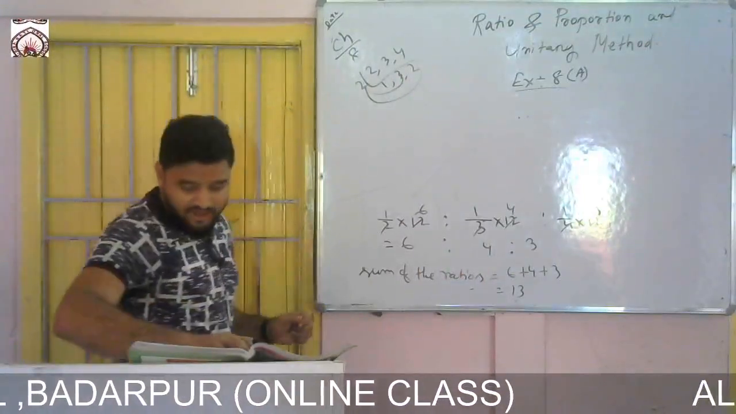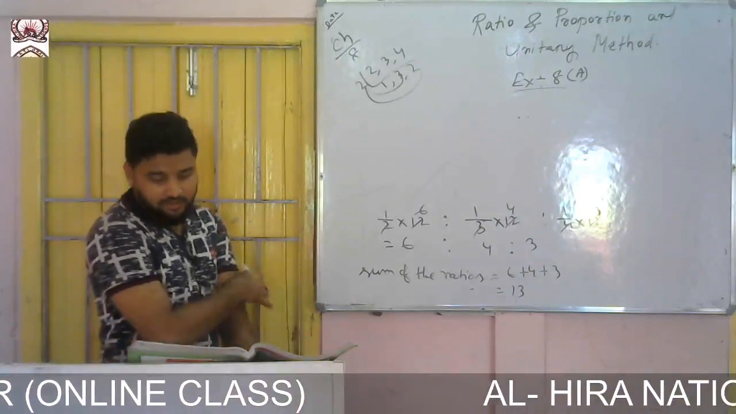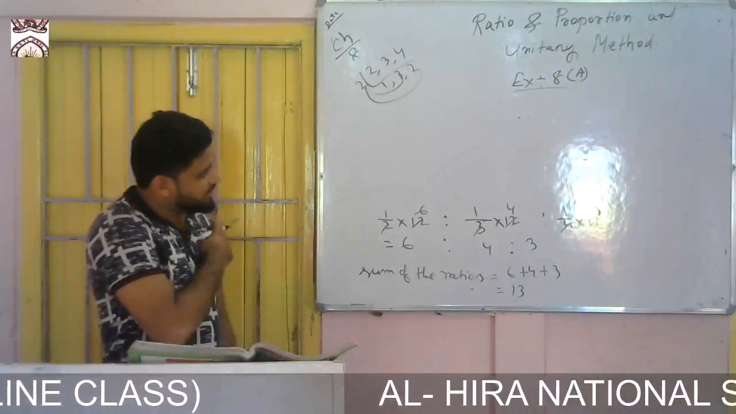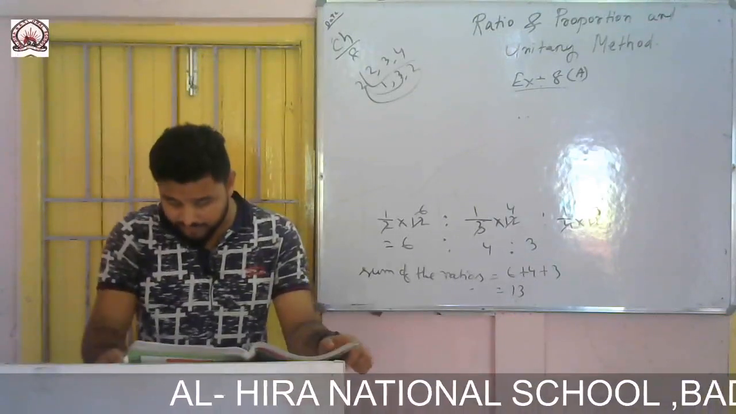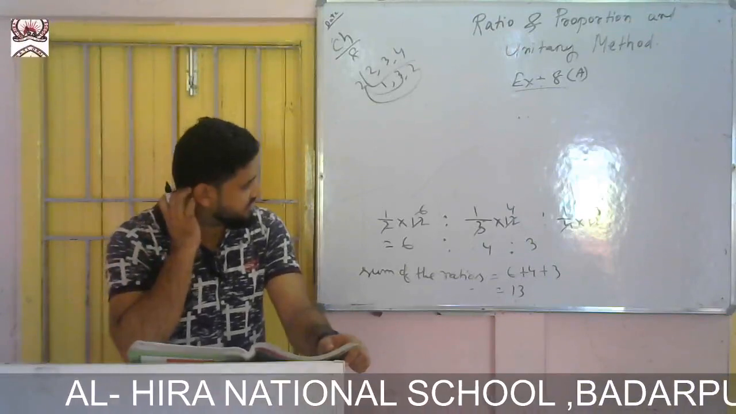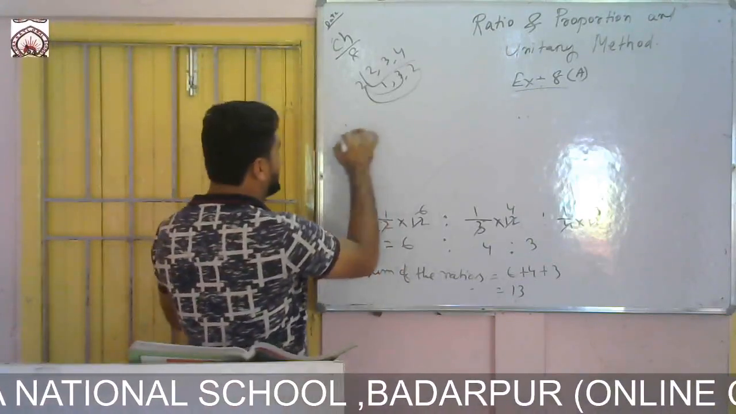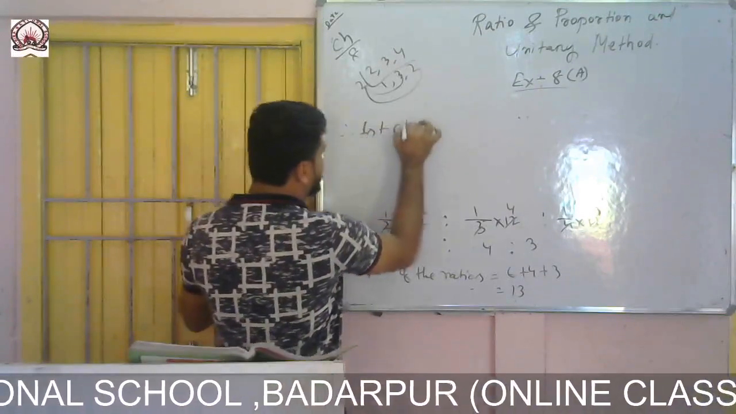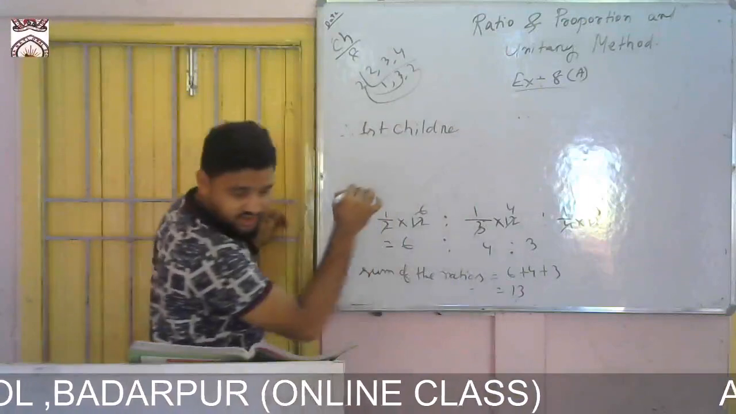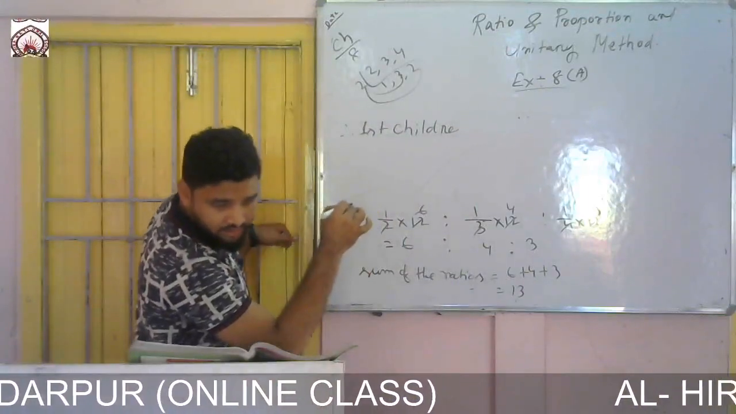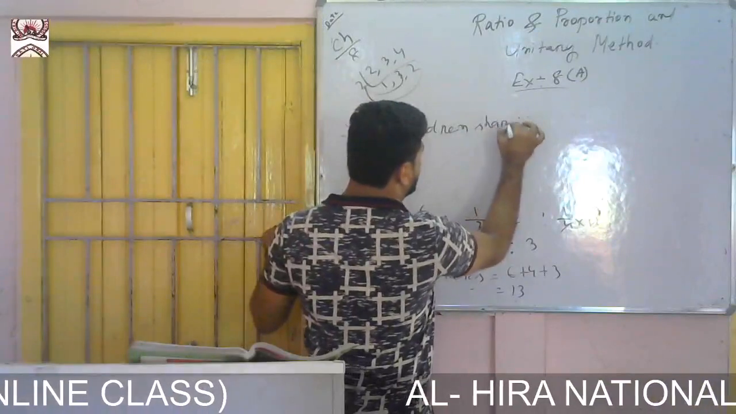So what? First children's share will be what? First children's share will be 6 by... yes, 6 by... yes. Therefore first children's share, what? 1 by 2.